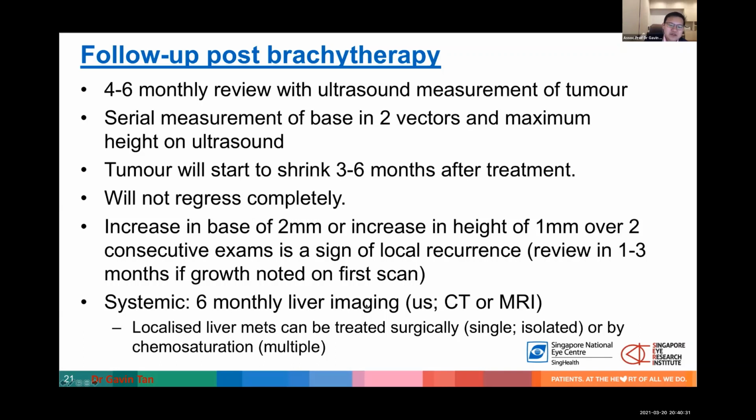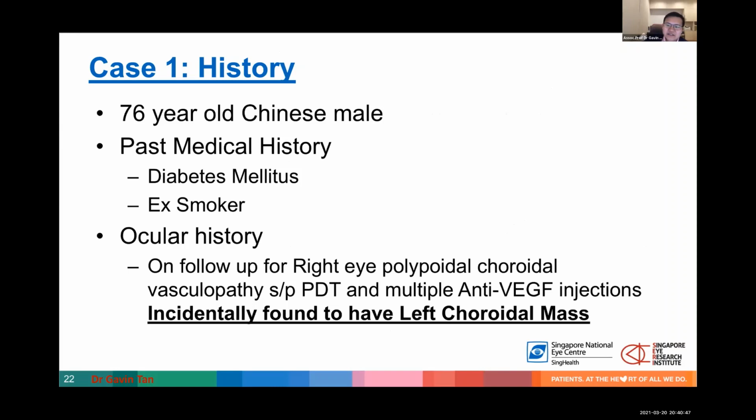We also need to do systemic monitoring, and in our context, it's 6-monthly imaging that alternates between a whole body PET and local liver imaging. So I'm just going to discuss a few cases that highlight the use of brachytherapy that we've had.